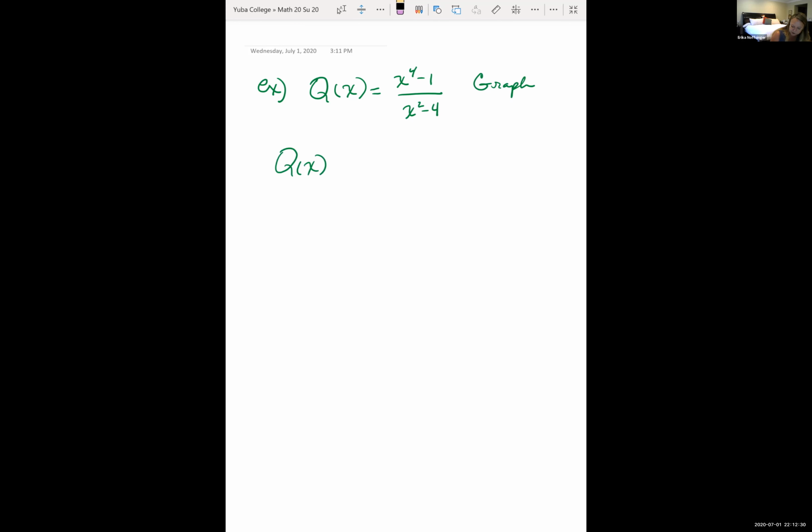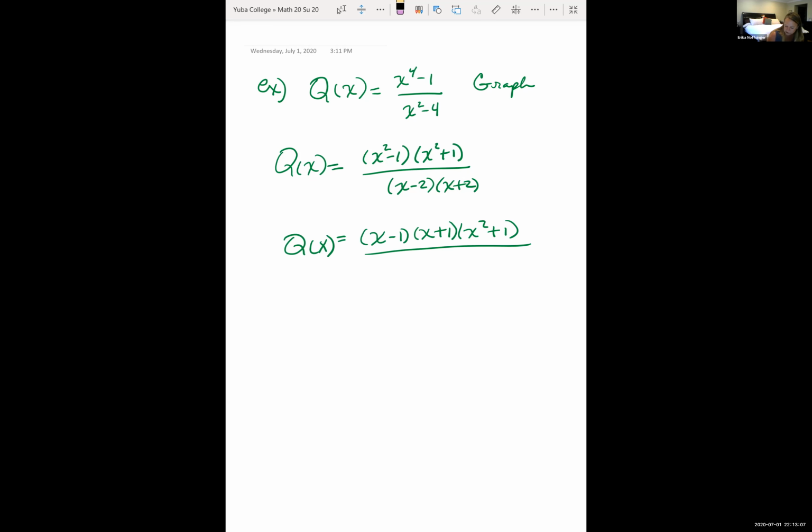I noticed two terms in the numerator, so I'm looking to see if there are difference of squares, and they are. So this factors as x squared minus 1, x squared plus 1. The denominator is also a difference of squares, so that factors as x minus 2, x plus 2. The numerator can be factored a little further. X squared minus 1 can be factored as x minus 1, x plus 1. The sum of squares can't be factored over the real numbers, so we're going to leave it as x squared plus 1 all over x minus 2, x plus 2.